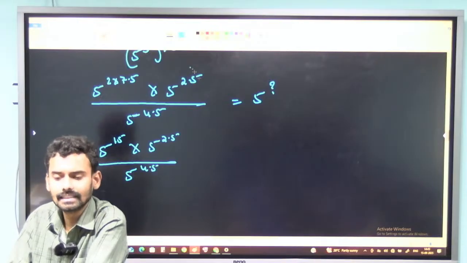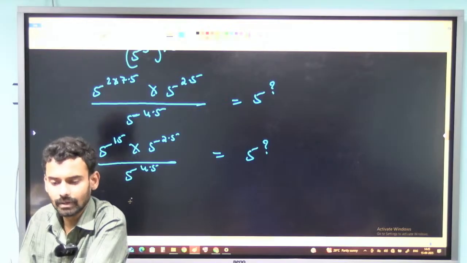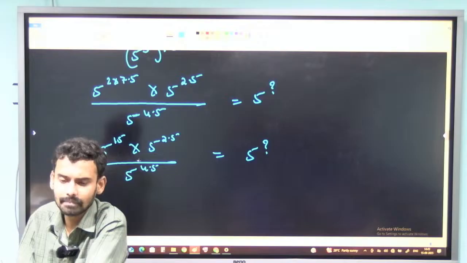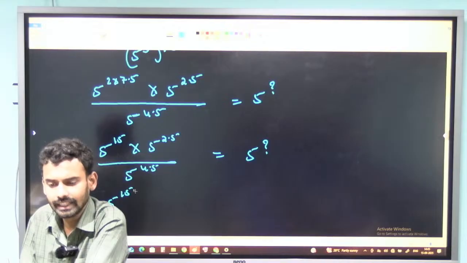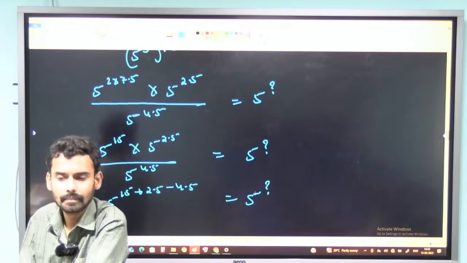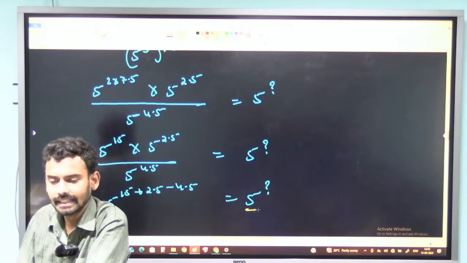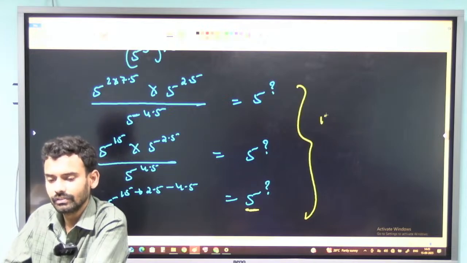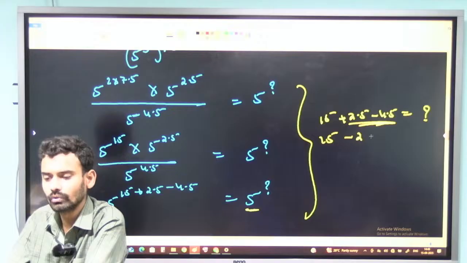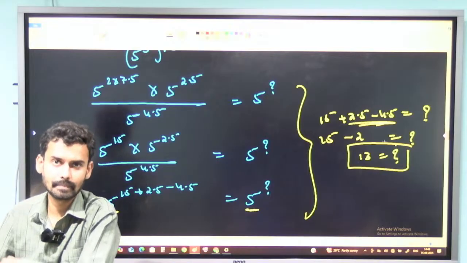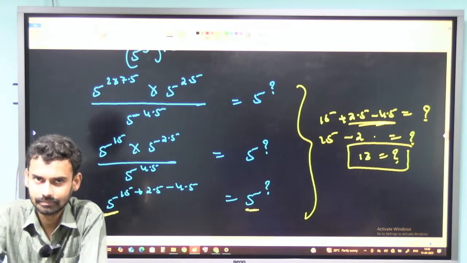4.5. Now as the bases are the same, I can add and subtract the powers. So whenever there is division, we will be subtracting the powers, and whenever there is multiplication, we will be adding the powers. So it will be 5 to the power of 15 plus 2.5 minus 4.5 is equal to 5 to the power of question mark. Now as the bases are the same, we can equate the powers. So 15 plus 2.5 minus 4.5 is equal to question mark. Then 15 minus 2 will be the question mark. 15 minus 2 is 13. So in place of the question mark, I should have 13. So the answer for this question will be 13.